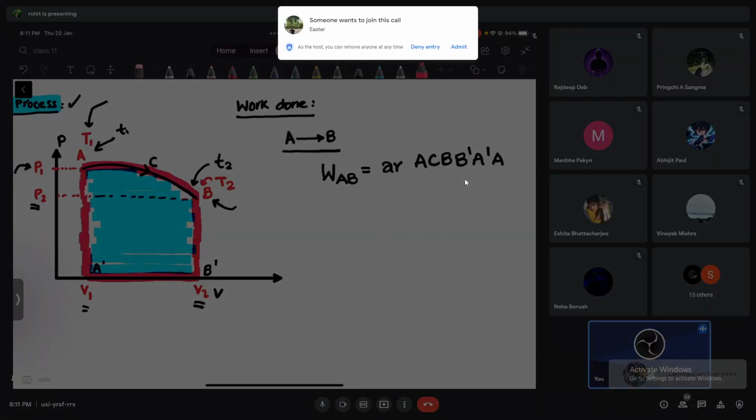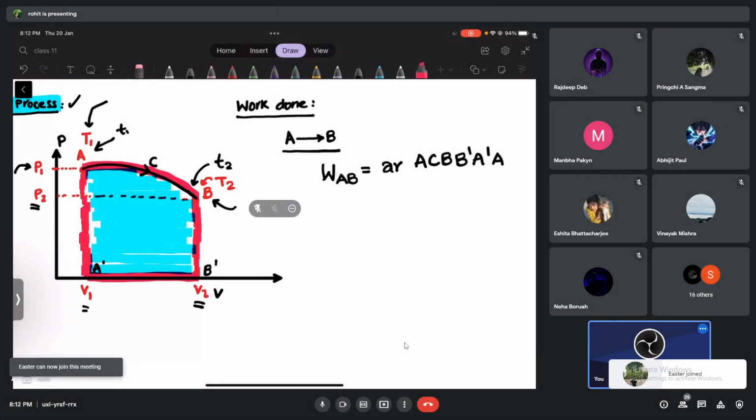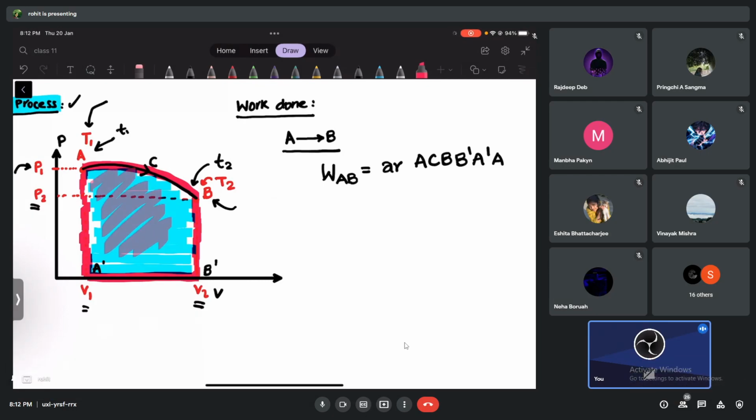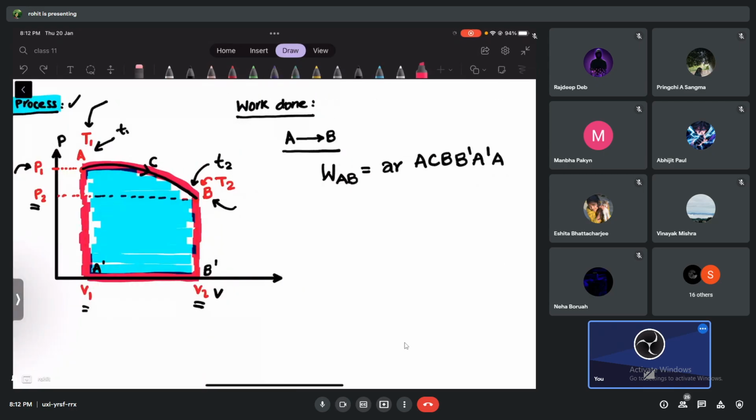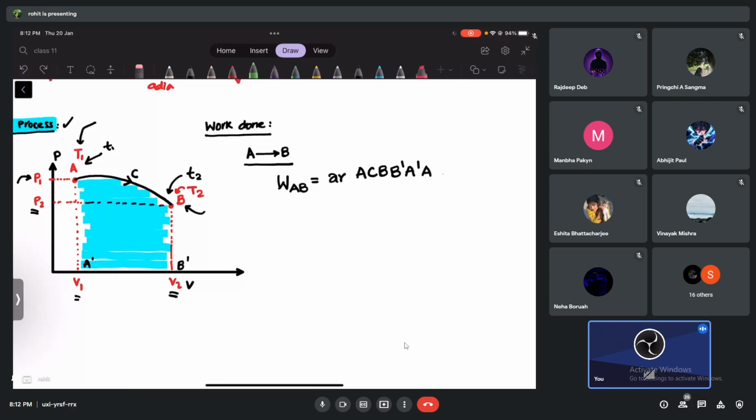Okay, so whatever I have indicated right now represents what, guys? The area under this graph called AB. And that is your work done during this process of the gas going from A to B state. Okay, I think this part is clear. Check guys, is it okay? This one.